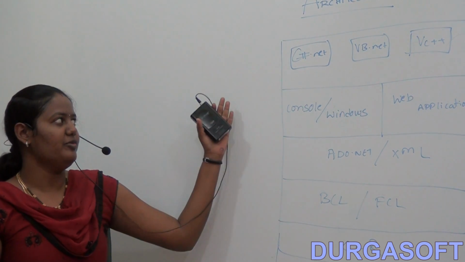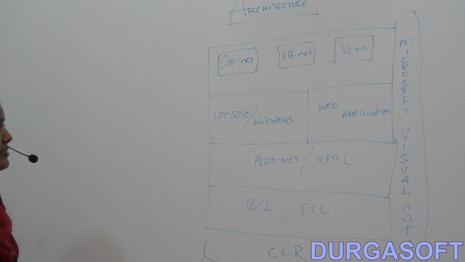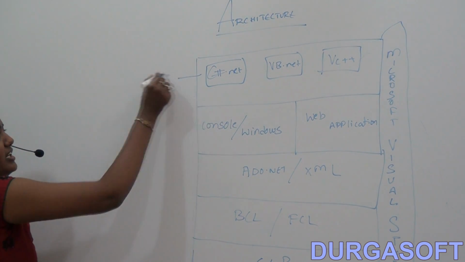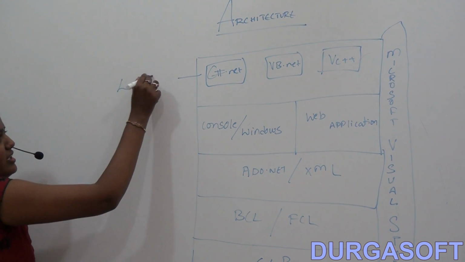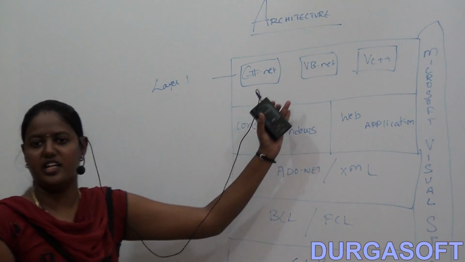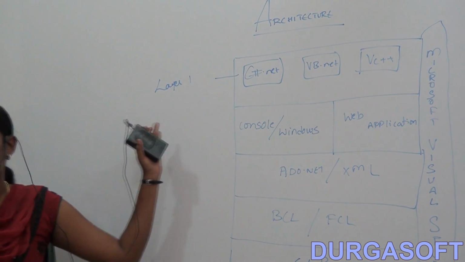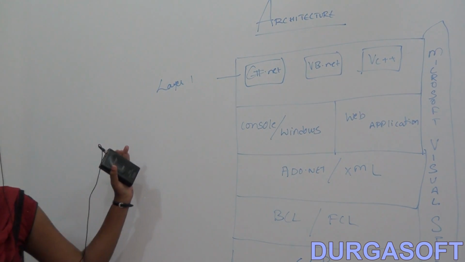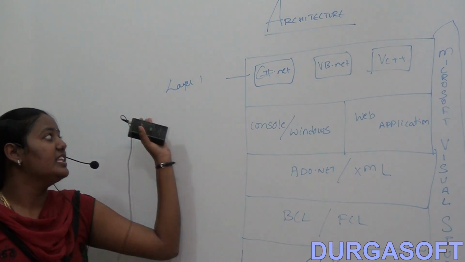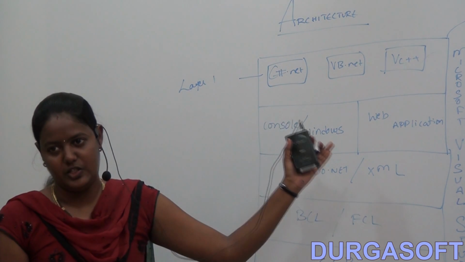Architecture of .NET framework. So this is the architecture of .NET framework. The very first one is layer 1. In layer 1 we have C#.NET, VB.NET and VC++.NET. All these are supporting languages of .NET. The layer 1 stands for the supporting languages of our .NET.